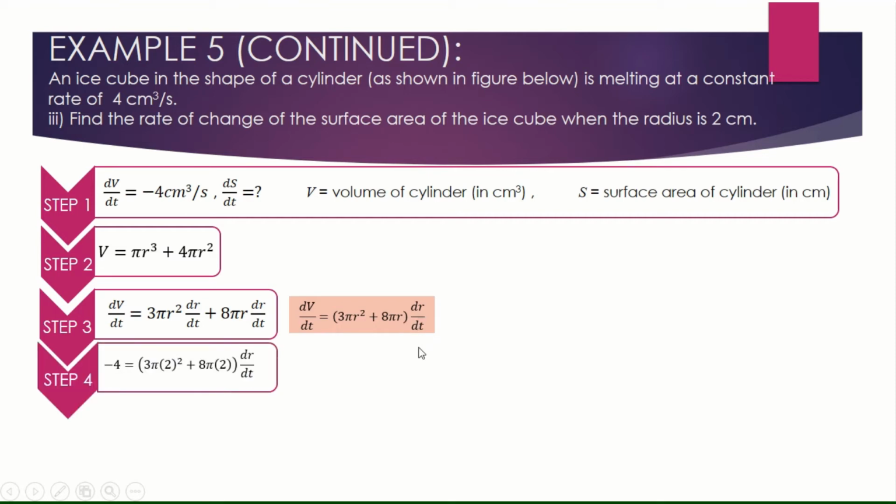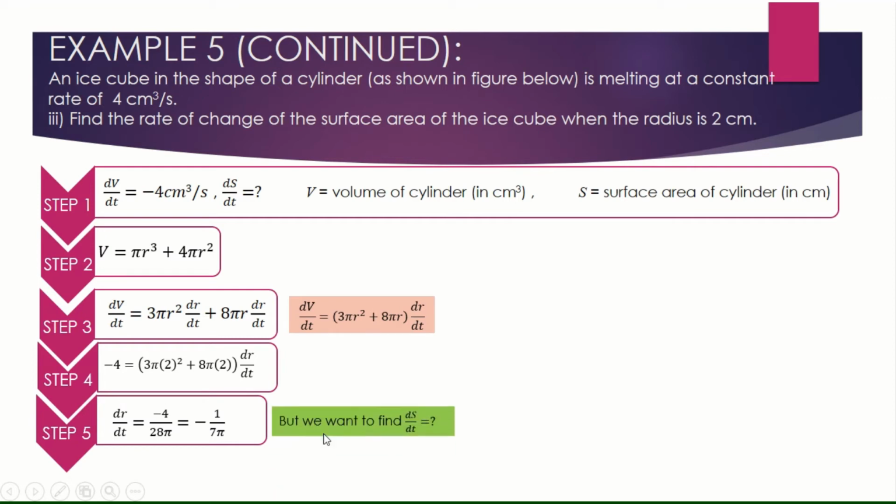If we substitute dV over dt is negative 4 and r is equal to 2, we can find dr over dt here. So we get dr over dt is negative 4 over 28 pi, or negative 1 over 7 pi. But here we want to find dS over dt.